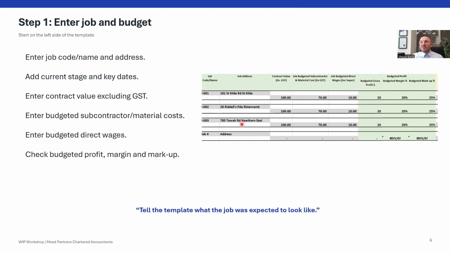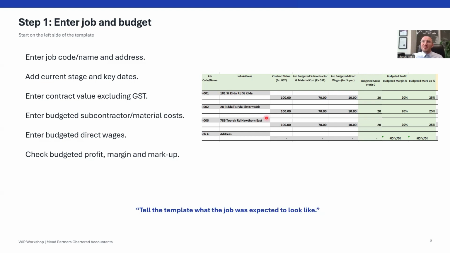We enter in the job address. We then move on and enter in our contract value. Important to note with the template, we exclude GST from all of our figures, which is how Xero, MYOB report ex-GST. It's also how most project management reports the figures ex-GST. So this template is the same. All the figures that we enter in here are ex-GST.